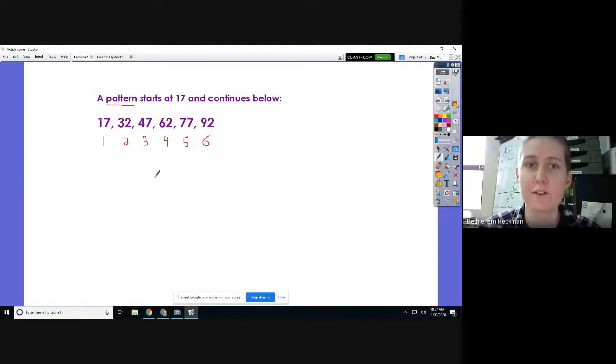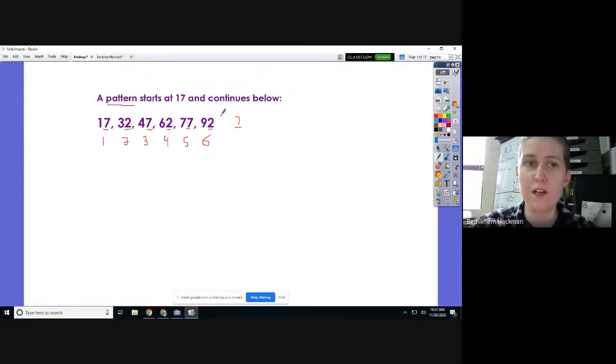I noticed a pattern in the ones place. The 1 has a 7 in the ones place, then a 2, then a 7, then a 2, then a 7, then a 2. I bet we could predict the next ones place. I would guess that there will be a 7 there. It seems to go 7, 2, 7, 2, 7, 2. So that's a part of the pattern that we're seeing.